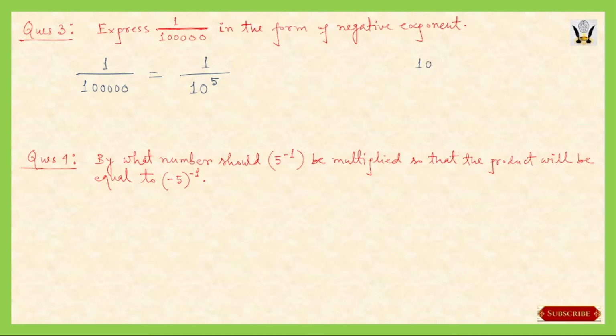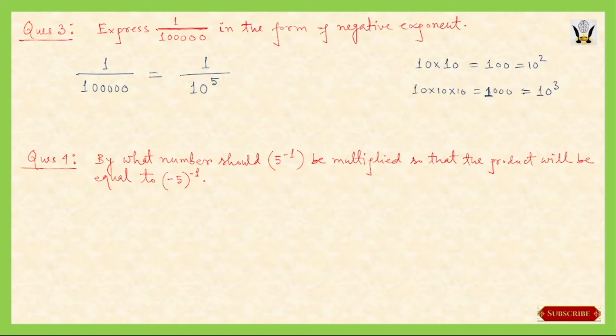We know that when 10 is multiplied by 10, it gives 100. So we have 2 zeros after 1, and this is expressed as 10 to the power 2. When 10 is multiplied by itself thrice, it gives 1000. 1000 means we have 3 zeros after 1, and it is expressed as 10 to the power 3.